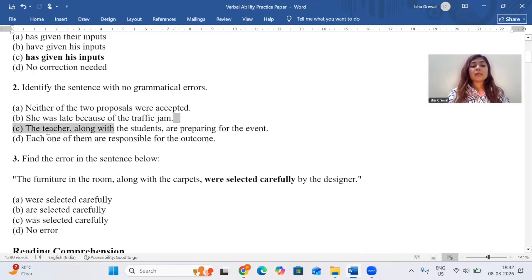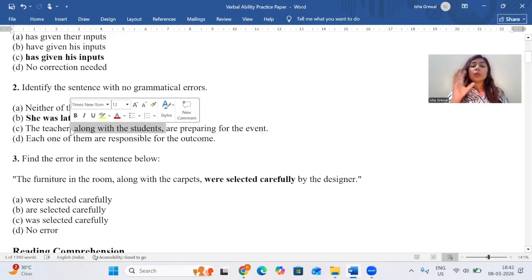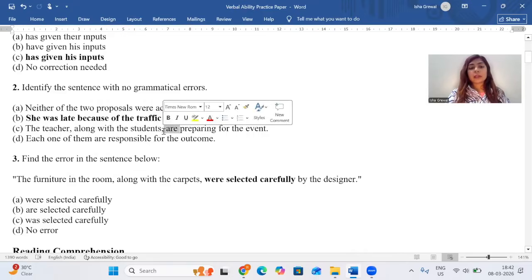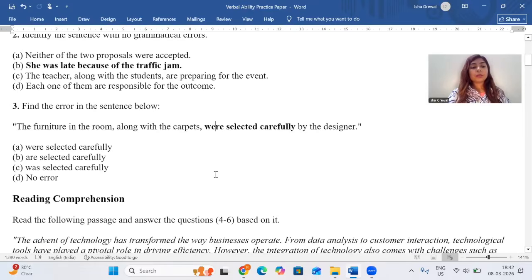So the only sentence which is grammatically correct is B, "She was late because of the traffic jam", right? Along with each, guys, we use only singular verbs. Along with either, neither, also we use singular helping verbs. And in the C sentence, the teacher along with the students, now this "along with the students" is only mentioned here to confuse you. The subject that we are talking about is the teacher only, and because the teacher is singular, we cannot use "are". That is why the sentence is incorrect.